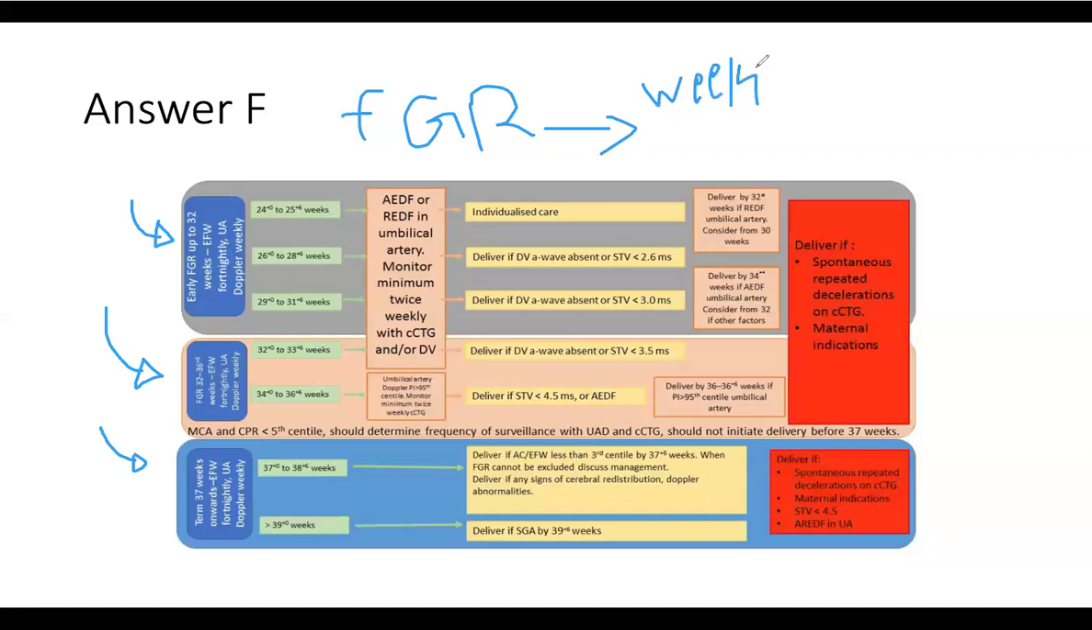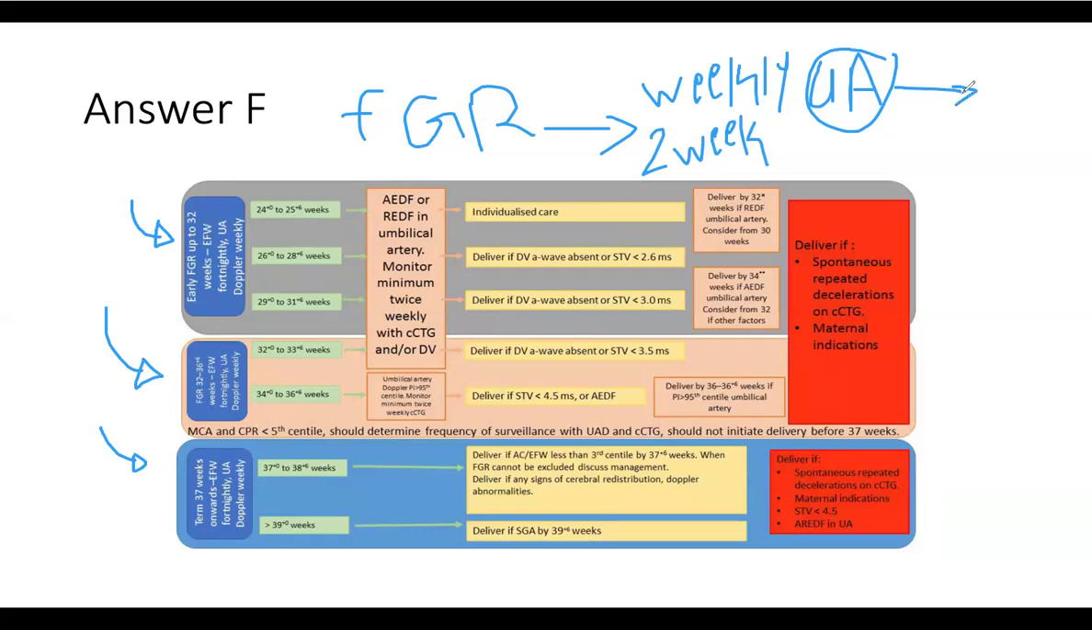And how often will the estimated fetal weight measurement be done? Every 2 weeks, every 14 days, fortnightly, for the weight. So I will keep it that way as long as it's a normal umbilical artery Doppler.